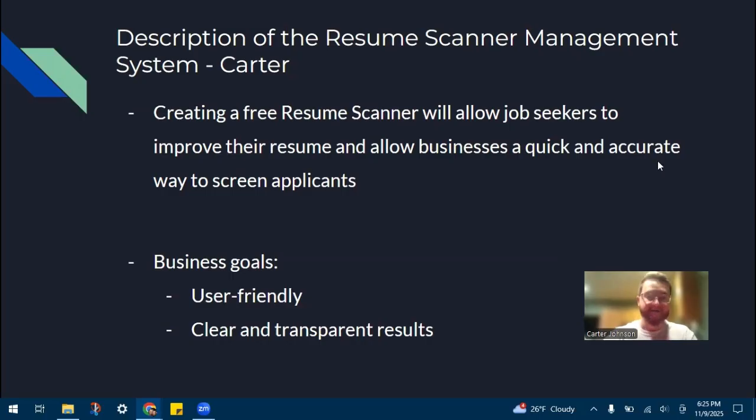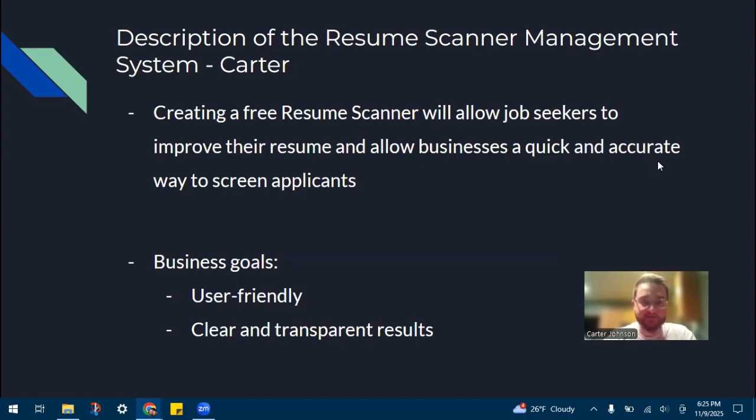All right, so description of our resume scanner management system. Essentially, we're creating a free resume scanner that'll allow job seekers to improve the resume, and allow businesses a quick and accurate way to screen applicants on your local computer.